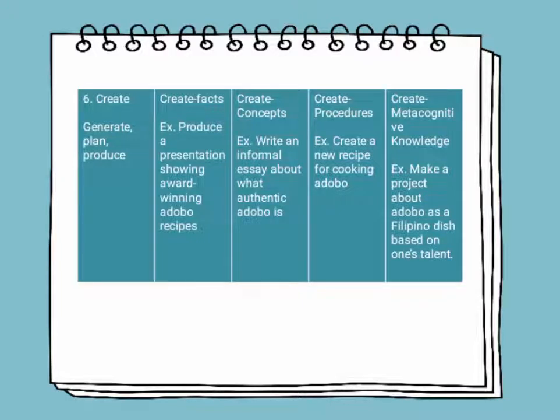Sample verbs na pwede natin gamitin ay generate, plan, and produce. So, sa create of facts, ang example ay produce a presentation showing award-winning adobo recipes. Sa concept, write an informal essay about what authentic adobo is. Sa procedures, ang example ay create a new recipe for cooking adobo. And sa metacognitive knowledge naman is example ay gumawa ng project about adobo as a Filipino dish based on one's talent.